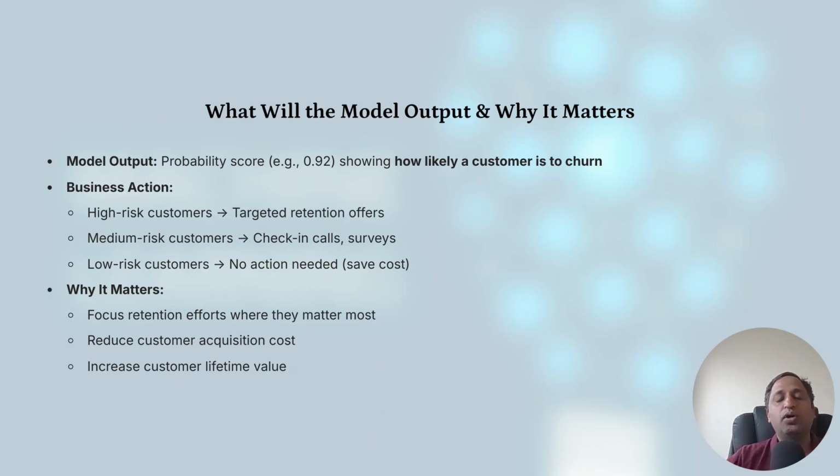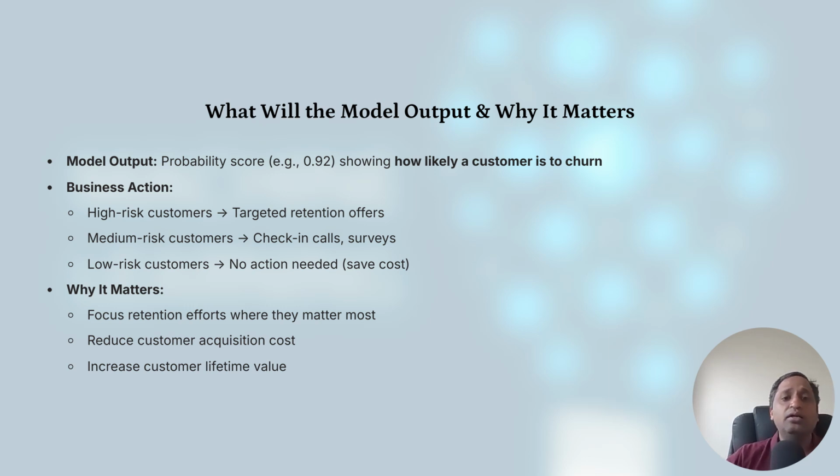So once the model is trained, what exactly does the output look like? The output is a probability score, a number between 0 and 1 that tells us how likely a customer is to churn. For example, if the model outputs 0.92, that means there is a 92% chance that they are going to leave soon.